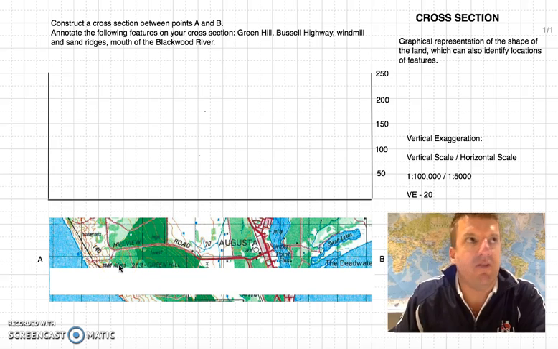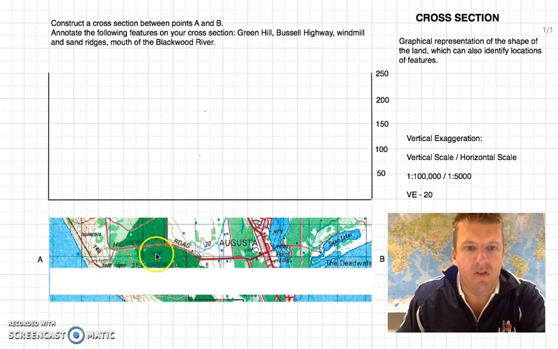So here's my extract from a topographic map. As you can see here, we're going to construct a cross section between point A and point B, and we are looking at the contour lines along this section. Take note that the contour interval is the number by which the contour lines increase or decrease, and on this map the contour interval is 20 metres.